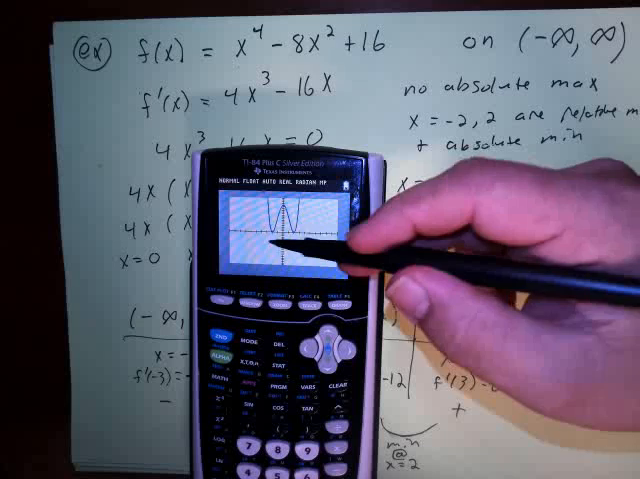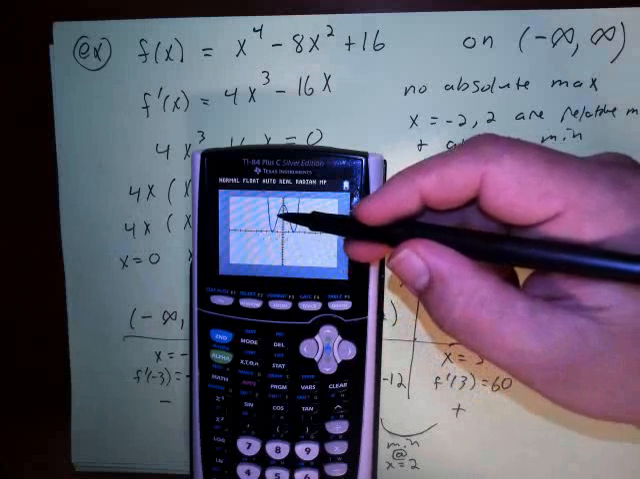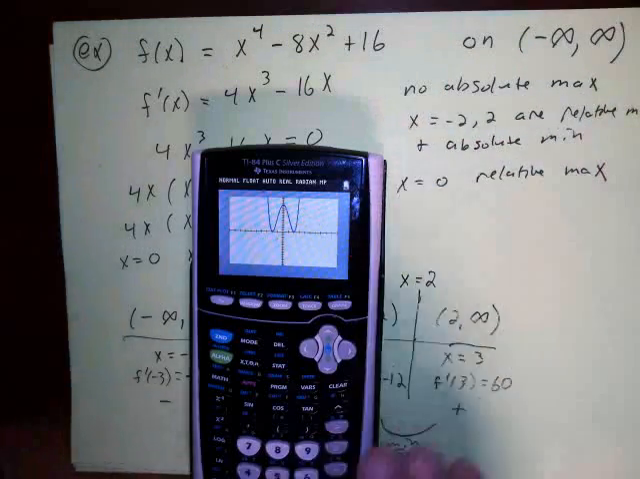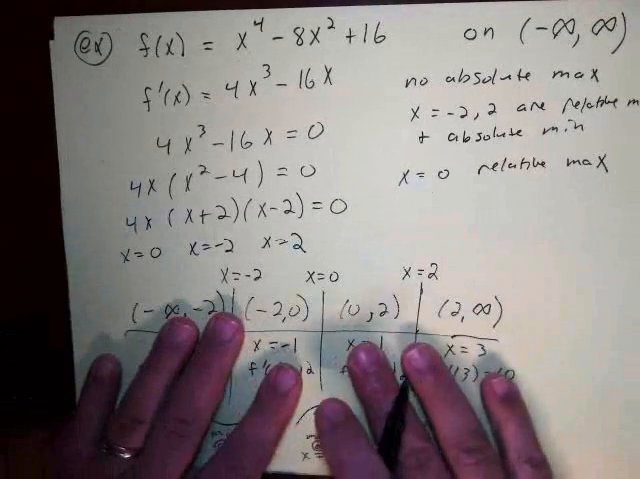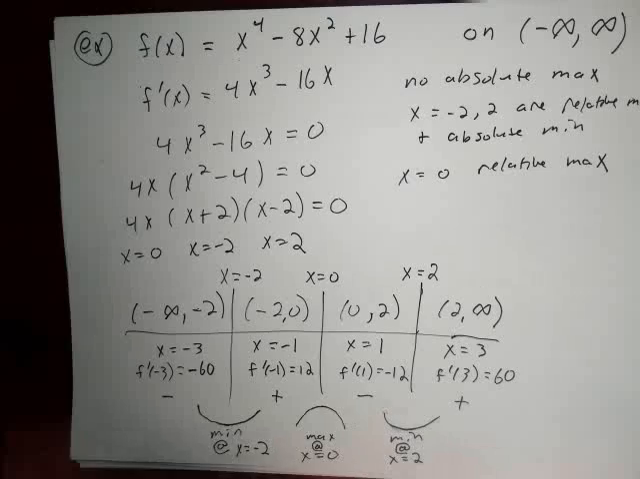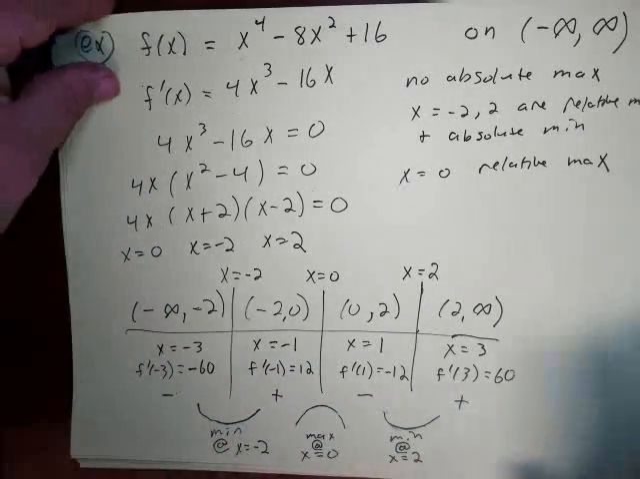The relative and absolute minimums occur at negative 2 and 2. This is a relative max, but not an absolute max, and it occurs at 0. So you see then how we can use the derivative to find these minimum and maximum values, along with this first derivative test, right?